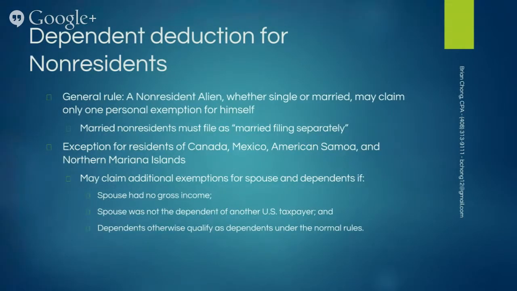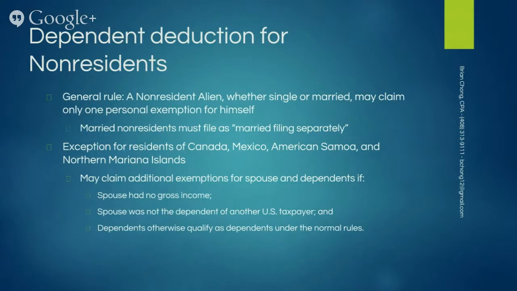Alright. So now we're going to talk about dependents, which was someone's question earlier. If you're a non-resident, right, you don't have a green card and you can't pass the substantial presence test, whether you're single or married, you can only claim yourself on the tax return, the 1040-NR. So even if you're married, you still have to file married filing separately. However, there are exceptions for this.